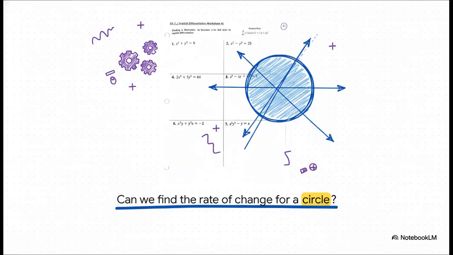Let's try this on a classic problem, the equation of a circle. x squared plus y squared equals 9. Now, we could try to solve for y, but it would be kind of a mess, right? With a plus or minus square root? Yuck. Implicit differentiation lets us find the slope of the tangent line anywhere on this circle without that algebraic headache.